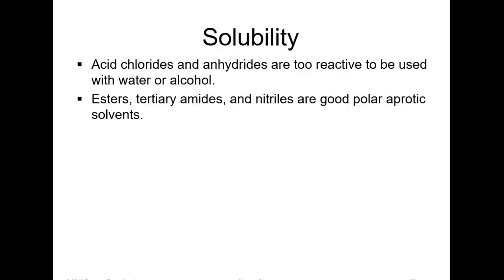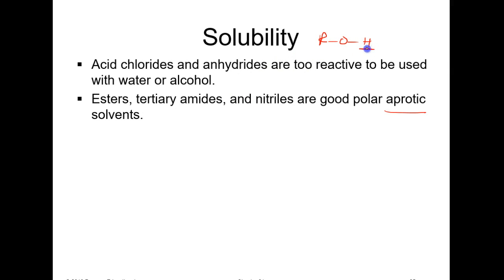Esters and amides and nitriles are pretty polar solvents. They're actually used if you need a really polar solvent, but you can't use something that has a proton. So notice this term aprotic. A very polar solvent would be an alcohol, for example. But what if you're doing a reaction that's a strong base?